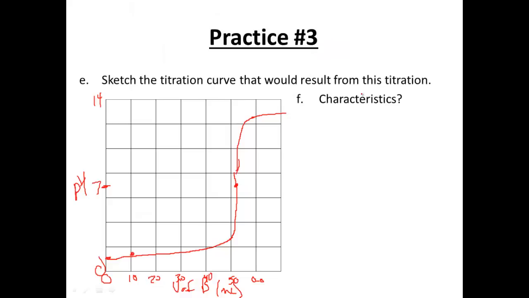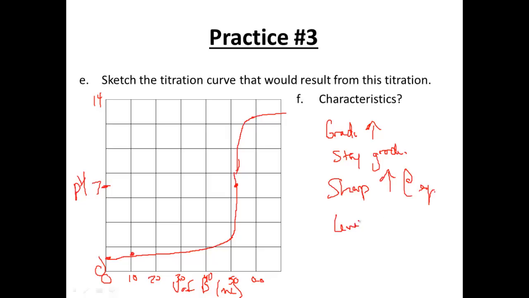Okay, so let's go back. So characteristics. Gradual increase, and stays gradual for quite a while, and then a sharp increase at equivalence point, and then levels off. That's the characteristic of a titration curve of a strong titration.